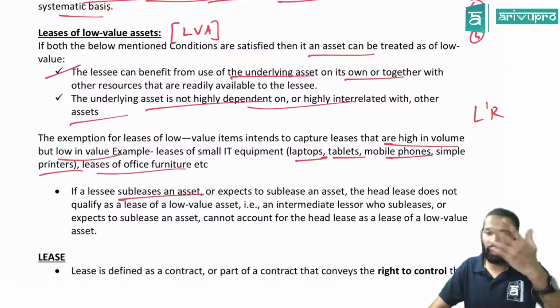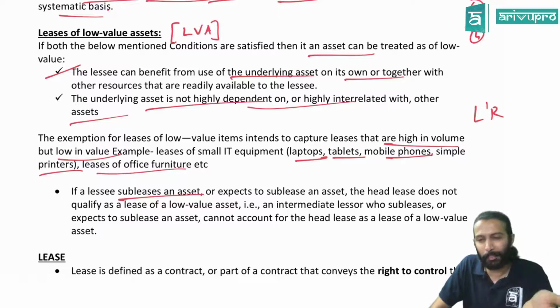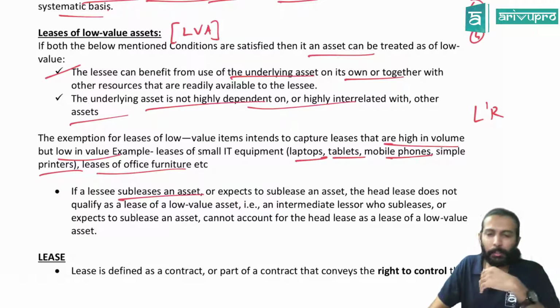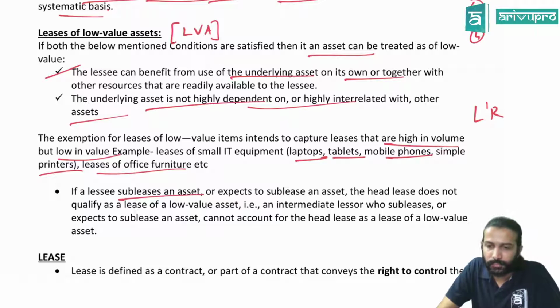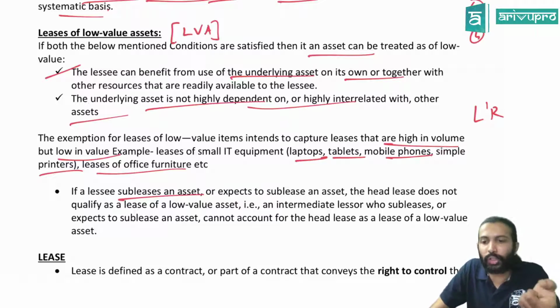Because normally think about an organization, let's say a software company. They require 100 computers, but they don't want to buy them. Or let's say they require 1,000 computers, they don't want to buy them, and they took them on lease. Let's say the contract value is 10 crore. Fair enough. They enter into a contract to lease how many computers, sir? 1,000 computers.